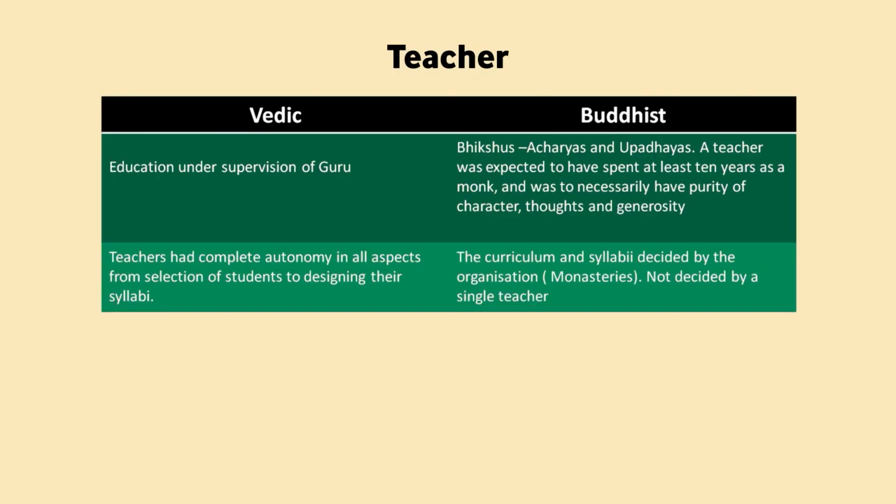And in the Vedic system, as I mentioned, it is an individual ashram under a guru. Therefore, they have complete autonomy in all aspects, such as selection of students, designing their curriculum and so forth. Whereas in the Buddhist system, you cannot see that type of autonomy, since a monastery is under some organization. Therefore, it is not decided by a single teacher. It is a group of people who decide the syllabi and the decision to even admit the students and all.